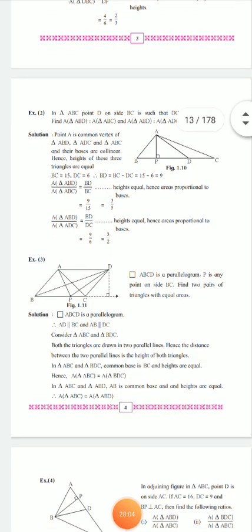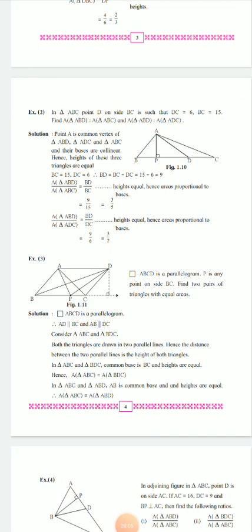If we see in this example, quadrilateral ABCD is a parallelogram. P is any point on side BC. Point P is given on side BC. Find two pairs of triangles with equal areas. Again here we have to find out the two pairs of triangles.